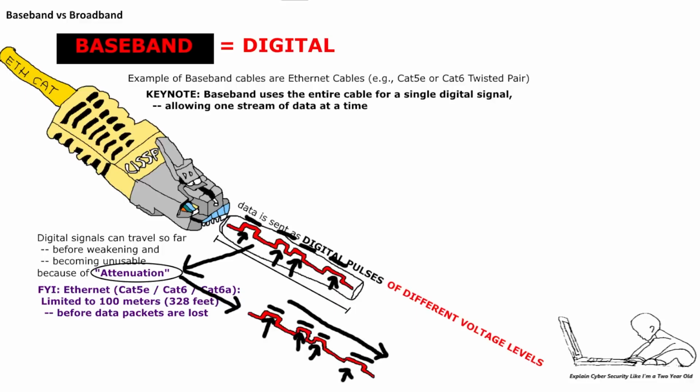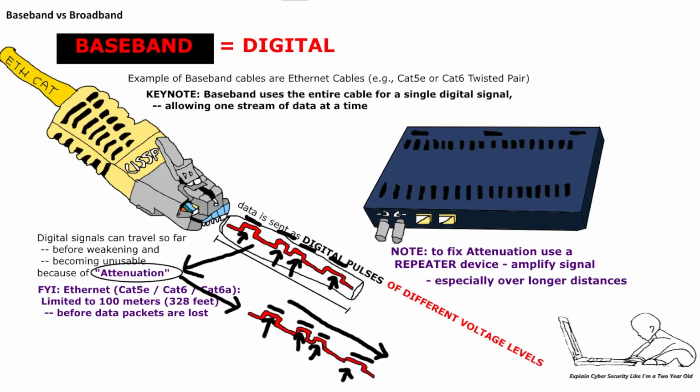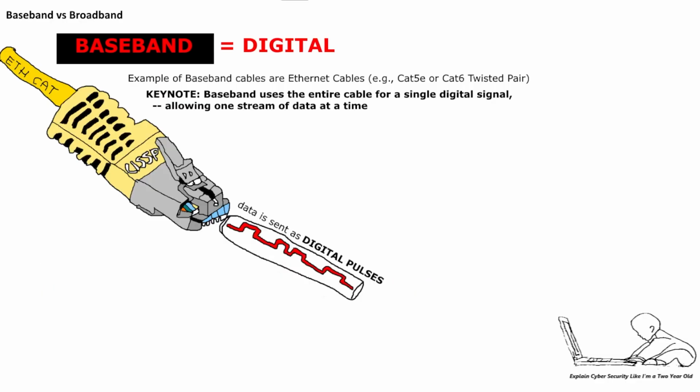So now we know what attenuation is. How can we stop or mitigate this? Well, we can use what is known as a repeater device, which looks something like this. And what a repeater device does is amplify a signal over a longer distance so that it doesn't fall to attenuation. So you would probably need a repeater device for an Ethernet cable at every 100 meters to avoid attenuation.